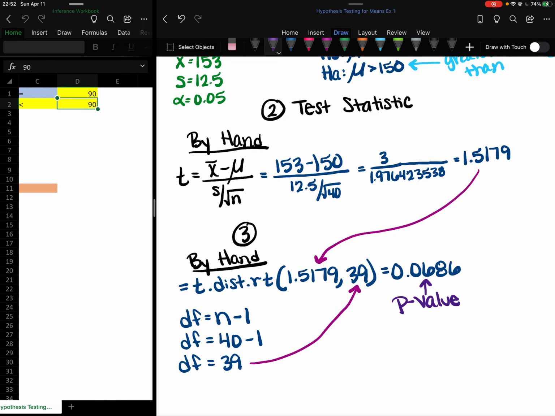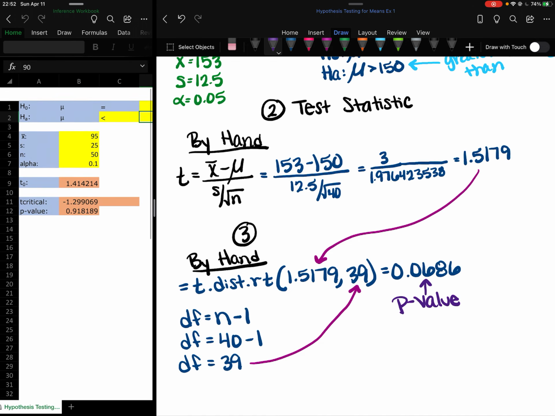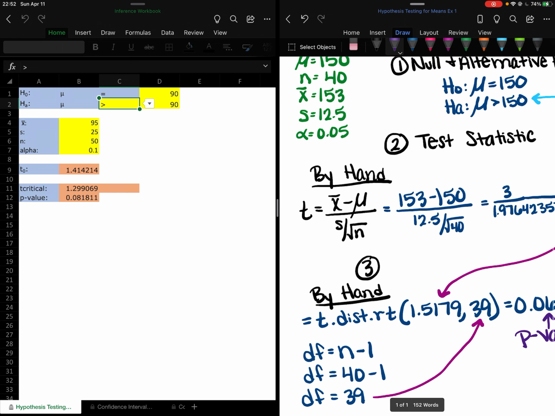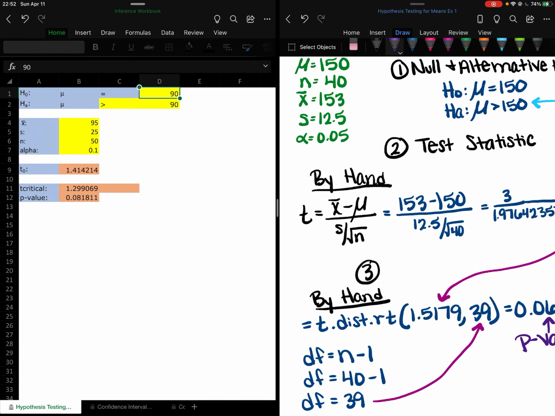And the third page on the bottom is hypothesis testing for a mean. Make this a little bit bigger. So on the third page, you'll see H0, HA, mu equals a number, and then you'll have another drag down where you can pick either less than, greater than, or not equal to. So we want greater than. And then our null is equal to 150. And our alternative is greater than 150.